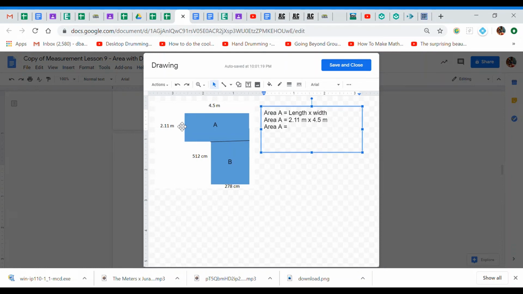2 and 1/100 times 4 and 5/10 is 9 and 495,000. This is what I'm saying. This is crazy, Miss Sikorsky. Where do you come up with these numbers? And that's square meters.